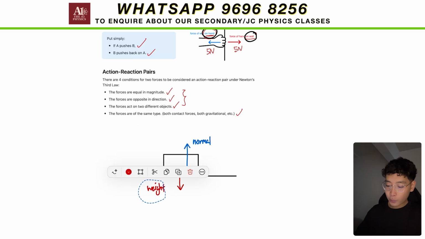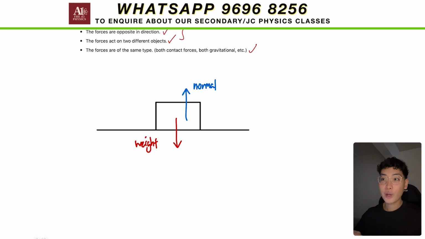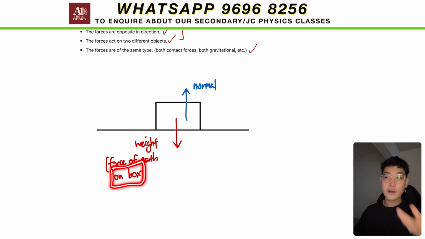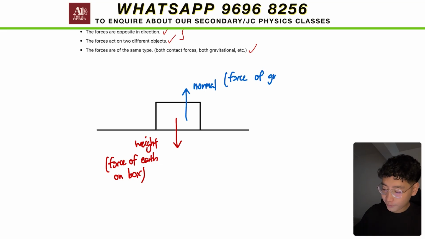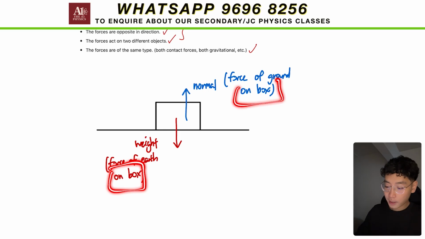So the question is, if the weight and the normal force are not an action-reaction pair, what are the action-reaction pairs of the weight and the normal force? Right, first let's try to define what exactly the weight is. The weight is basically the force of Earth on the box, right? Take note, what object is the force acting on? The force is acting on the box, right? That's why I say force of Earth on the box, because it's the Earth pulling down the box. The normal force is the force of ground on box, right? Take note again, this force is acting on the box because the ground is pushing up the box, right? So both acting on the box cannot be an action-reaction pair.